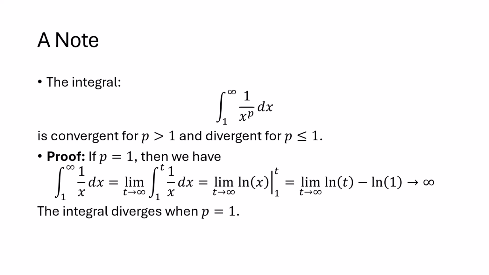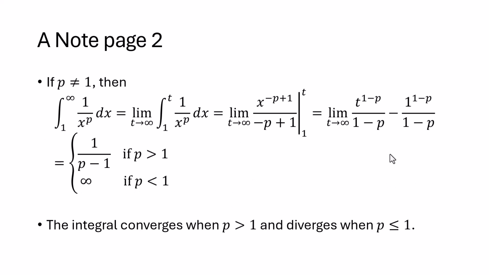If p does happen to be equal to 1, then we have the integral from 1 to infinity of 1 over x dx. We know that we need to back off the infinity, so we have the limit as t approaches infinity of the integral from 1 to t of 1 over x dx. We know that the integral of 1 over x is natural log of x, so we have the limit as t approaches infinity of natural log of t minus natural log of 1, and this approaches infinity. So the integral is divergent when p is equal to 1.